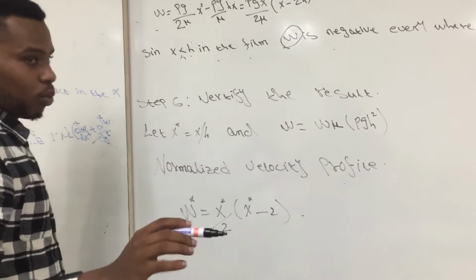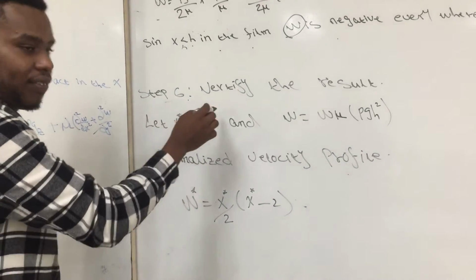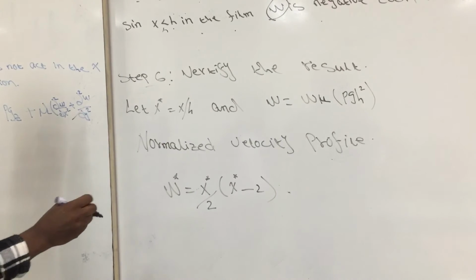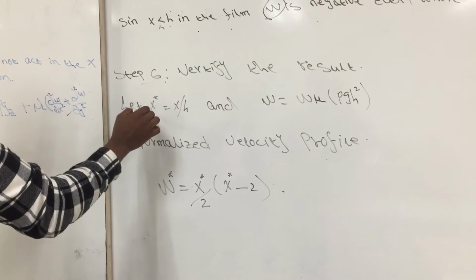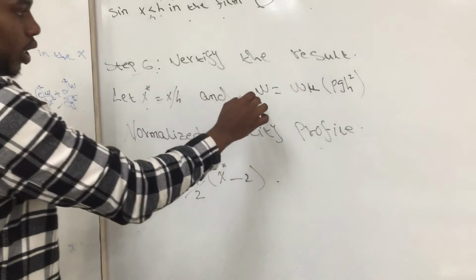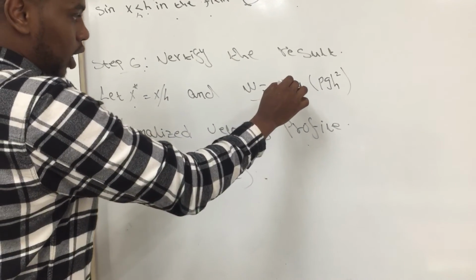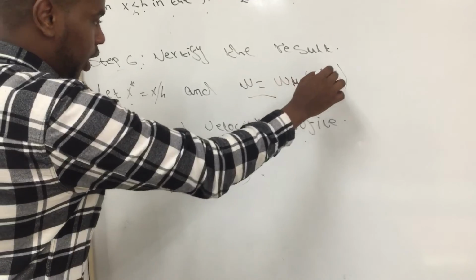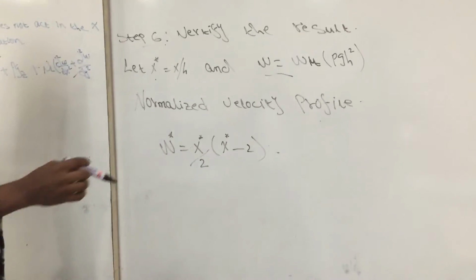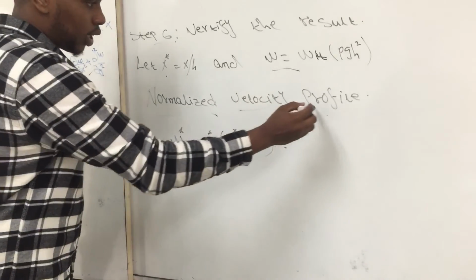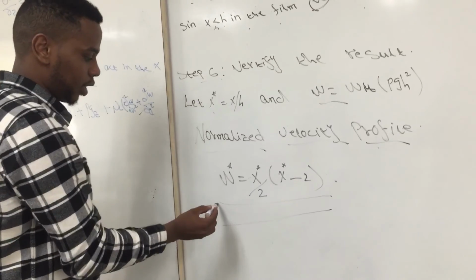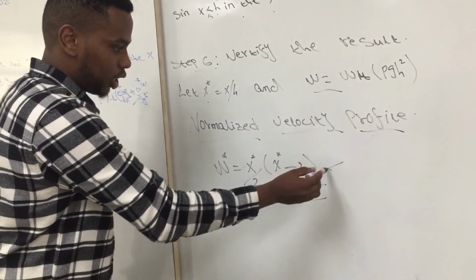The last step we are doing is step 6. We are verifying the result, to get the last result. So when we say x equals x divided by h, we get w over Ub squared, when we want to normalize the velocity profile. So the result we get is the normalized velocity profile, this one.